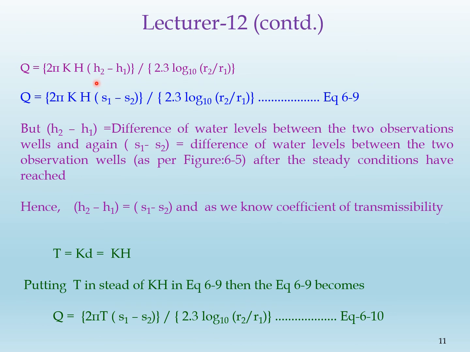Again we know the difference of static head H2 minus H1 is equal to the difference of depth of drawdown, which is S1 minus S2. So we can replace this H2 minus H1 by S1 minus S2, and the equation looks like 6.9. And again if we introduce the coefficient of transmissibility T, which is equal to Kd, we can also write for confined aquifer T equal to Kh, and if we replace Kh with T, the equation becomes like 6.10.